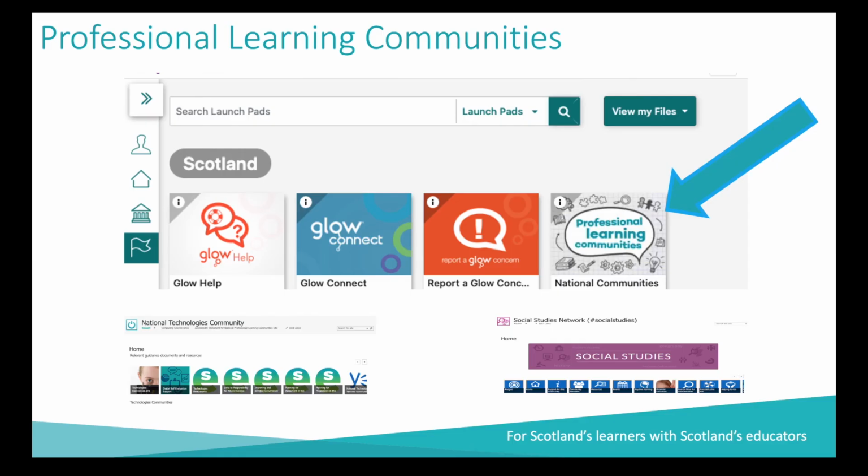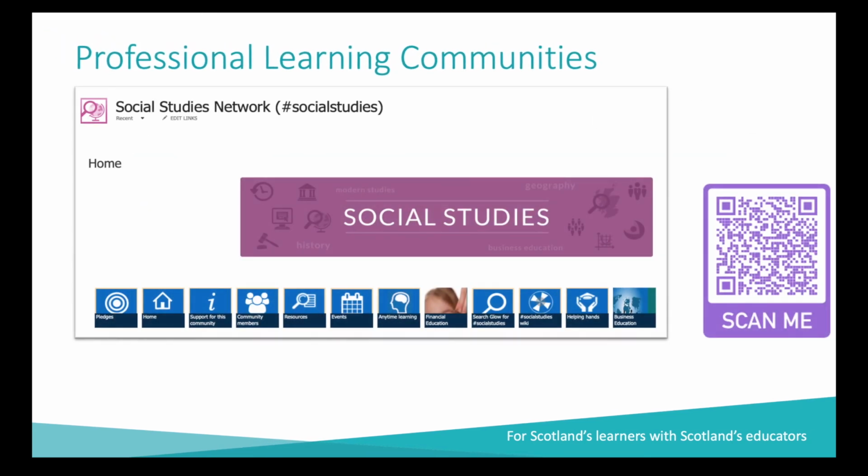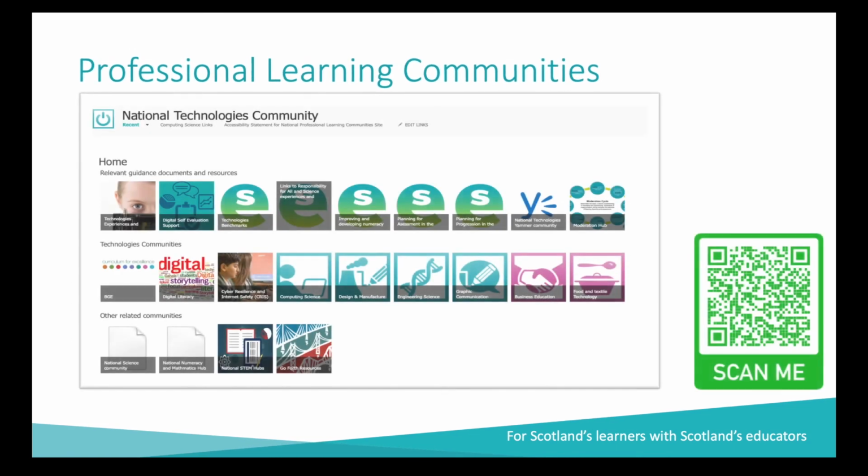Just to refresh our memory of where we can get all of our help and support, there are the professional learning communities and the National Glow site, so that's the flag icon at the bottom on the left hand side, and then the tile you're looking for is highlighted there with the arrow. Within the professional learning communities from Education Scotland, we have a range of different ones available for you. So there is the social studies one, which can be accessed through scanning that QR code, or the PDF of this is hyperlinked. There's lots of resources available there.